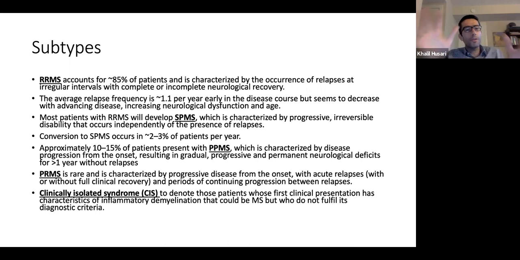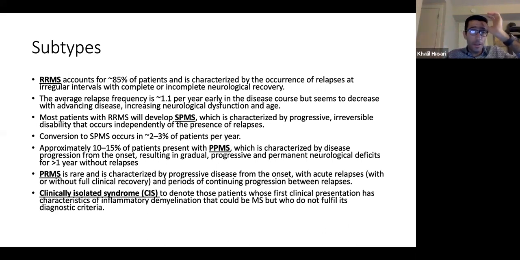Now, about 10% of patients start with a primary progressive course. So they don't have these attacks, which is a little bit unusual, right? It's very rare, but they start with a gradual progression. They just keep getting worse and worse with more and more accumulation of neurological deficits over the year. And then there's also something called progressive relapsing multiple sclerosis. They have a primary progressive course, and then they also have some fluctuation and some attacks going on.